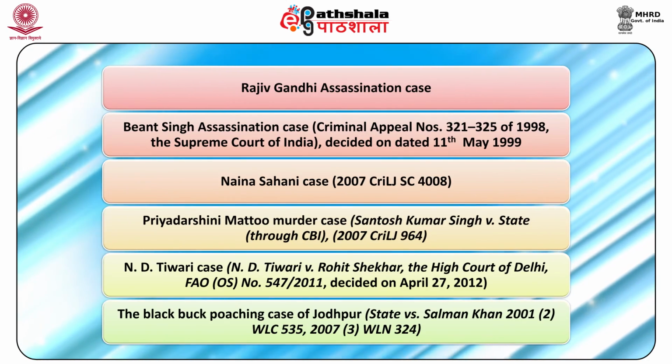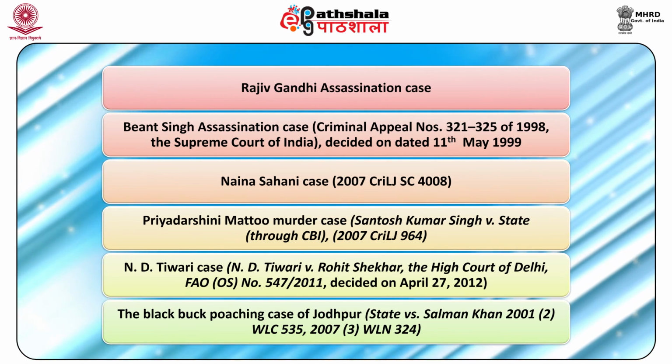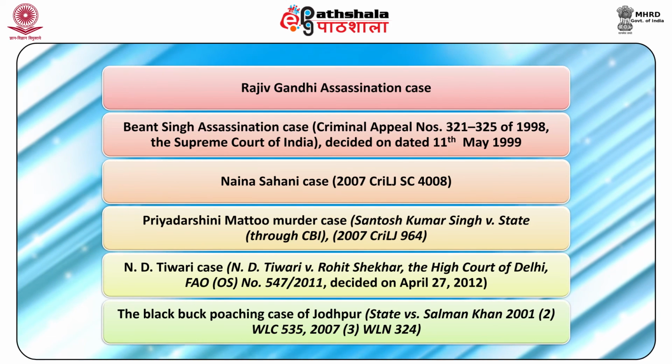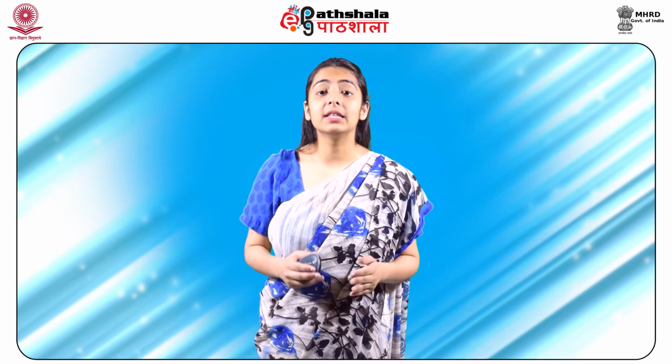Some of the following cases in India where DNA fingerprinting has been used to identify the person, like the Rajiv Gandhi assassination case, the Beant Singh assassination case decided on 11th May 1999, the Naina Sahni case, the Priyadarshini Mattoo murder case, the N.D. Tiwari case, and the blackbuck poaching case of Jodhpur, were the important ones. In India, 3,276 judgments from the various high courts and the Supreme Court of India related to DNA and DNA tests are available, in both criminal and civil cases, till 7 December 2015. DNA evidence has been challenged on various grounds.